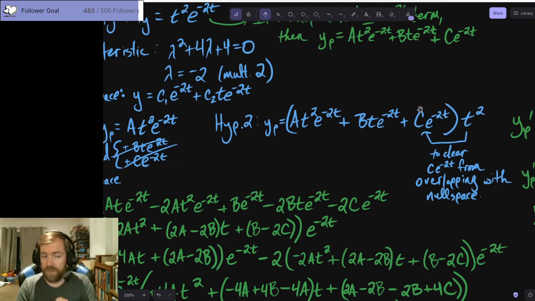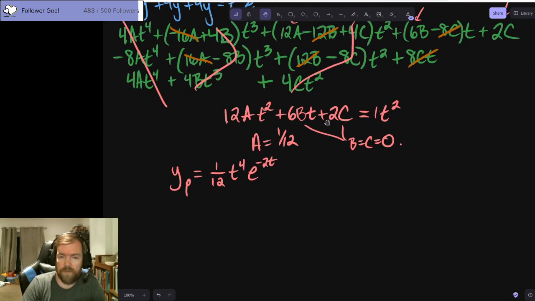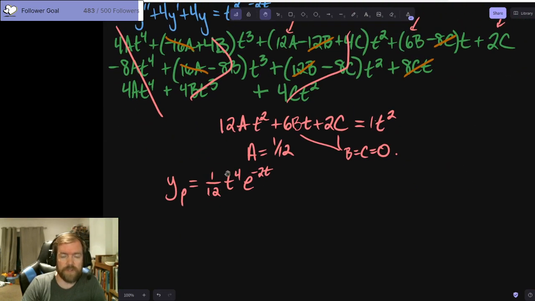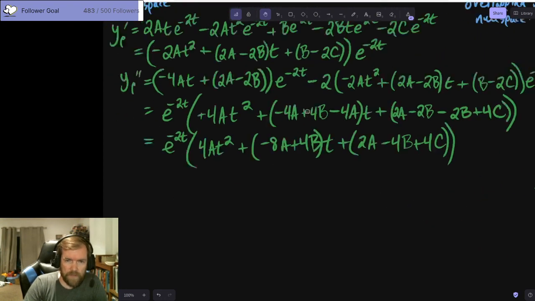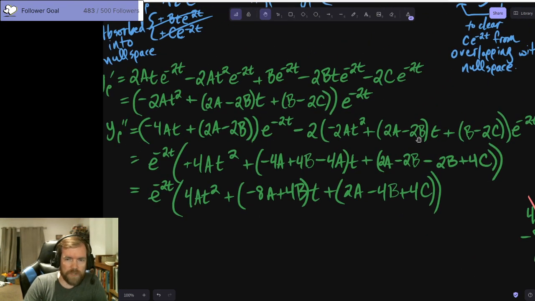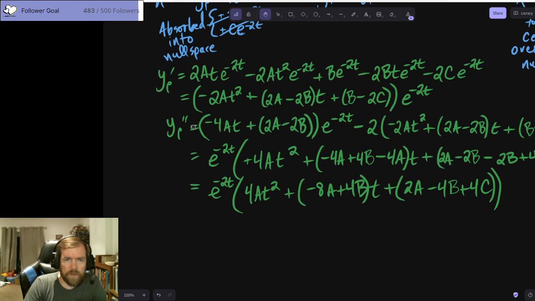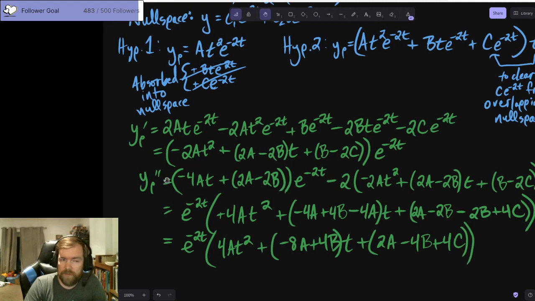Which then, because we did that, raised a t squared e to the negative 2t up to a t to the fourth e to the negative 2t. And again, that was where our solution came from. We ended up with 1/12 t to the fourth e to the negative 2t. If we hadn't done that, if we had just tried to jump in from here, again, I'm not exactly sure what would happen, but we would never get a t to the fourth.